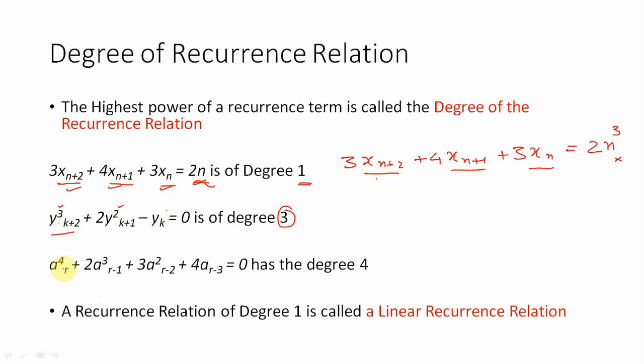Similarly here, the recurrence term has the power 4, here 3, here 2, here 1. So the degree of the recurrence relation is 4. A recurrence relation of degree 1 is called a linear recurrence relation, and we will be focusing on linear recurrence relations only in this particular subject.